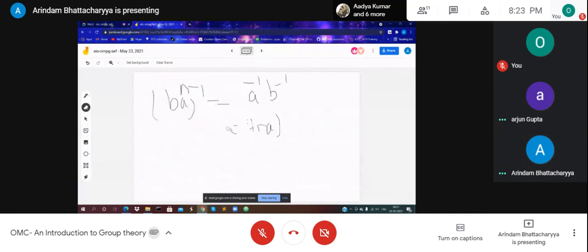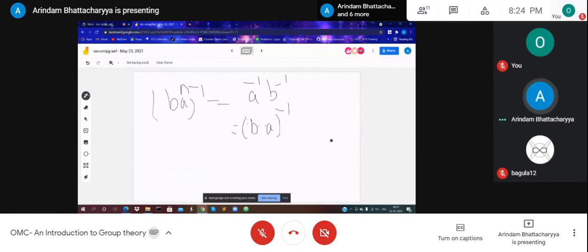Okay. So we had this. This mouse is very hard to control. We get that BA to the power n minus 1 is equal to A inverse B inverse, which is just BA inverse. Now it is easy. Just multiply both sides by BA. Yes, exactly. So is that clear to everyone?